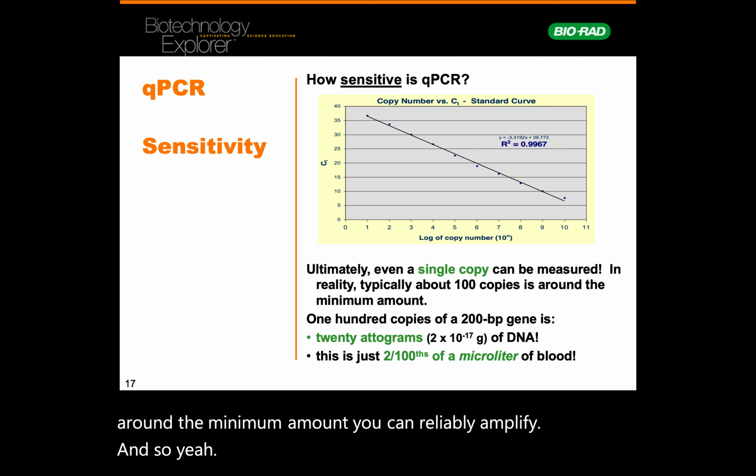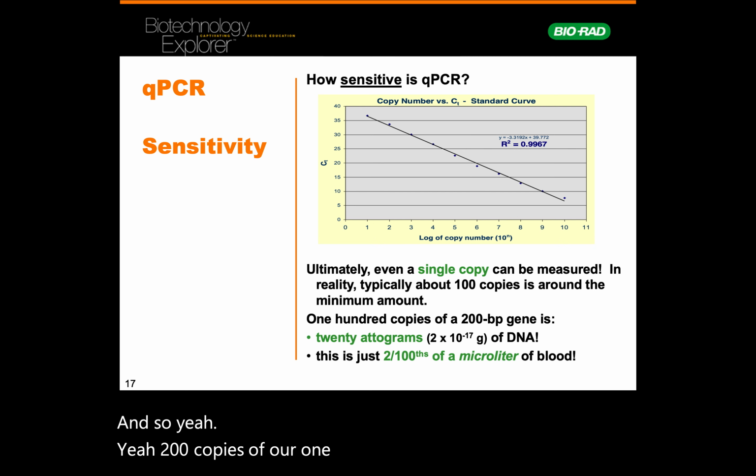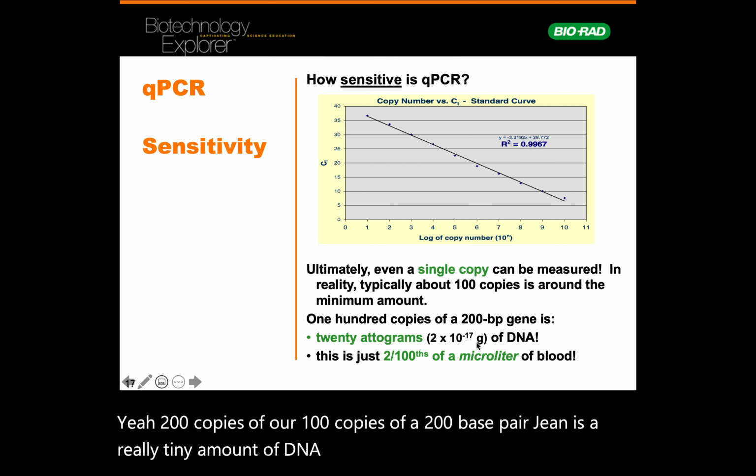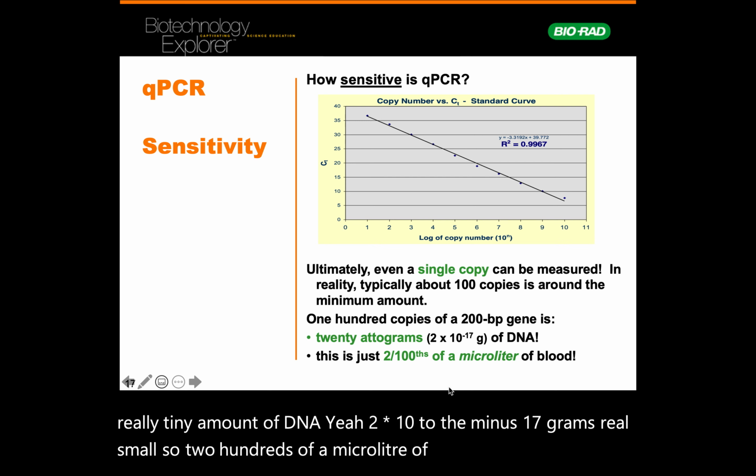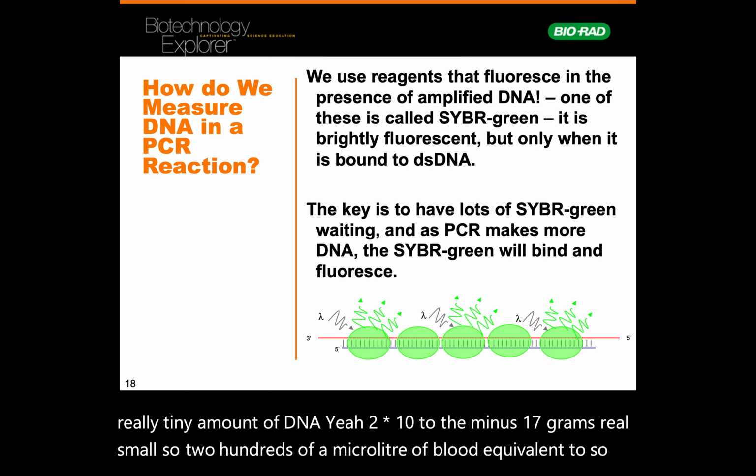100 copies of a 200 base pair gene is a really tiny amount of DNA. It's 2 times 10 to the minus 17 grams. Real small. So 2/100ths of a microliter of blood equivalent. So yes, a very tiny amount.